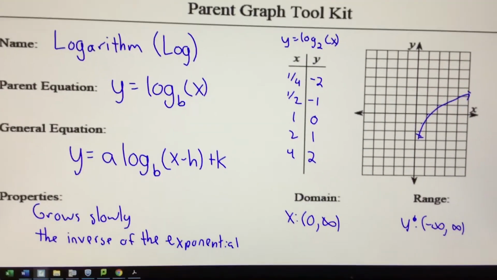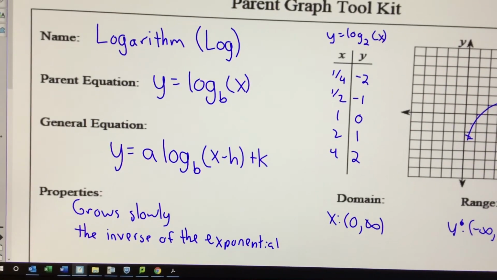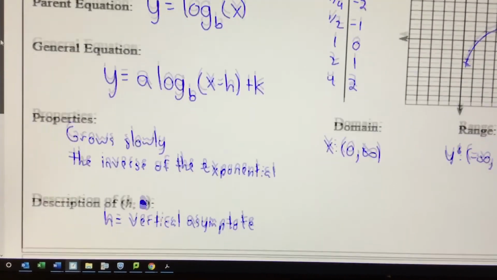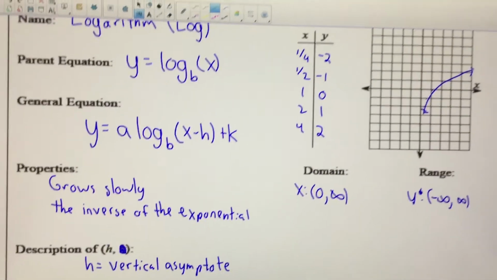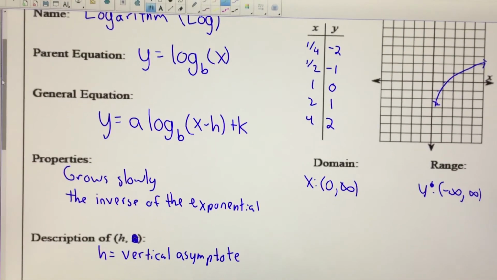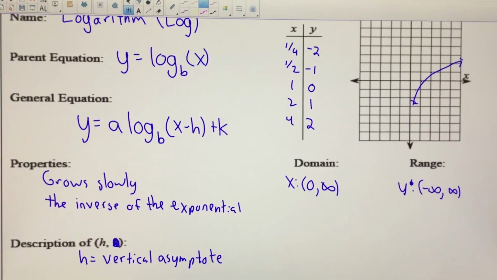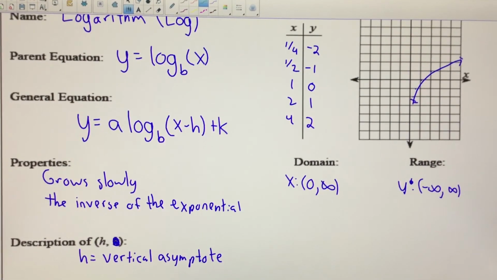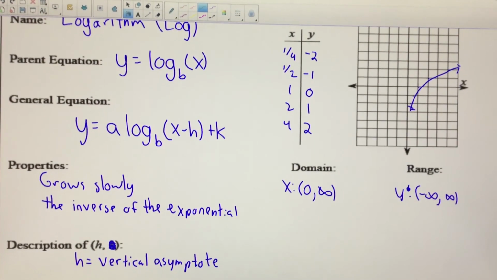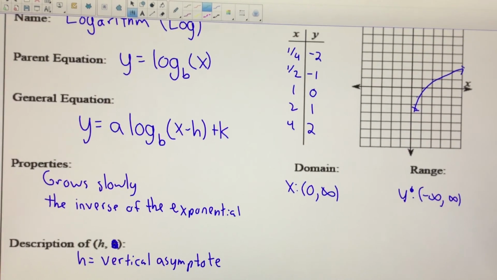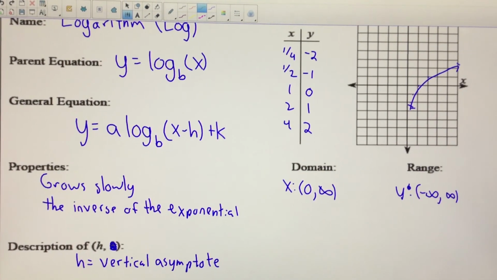We also probably want to put on there, actually we just have to scroll down and this will be on here, that description of h and k. Now, again, like I said before, there is no k value. That's part of our key points. But the h is the vertical asymptote. The k still does move it up and down, but it's not going to be on the graph. Again, the h is the vertical asymptote. And that's everything you need to know about logs.